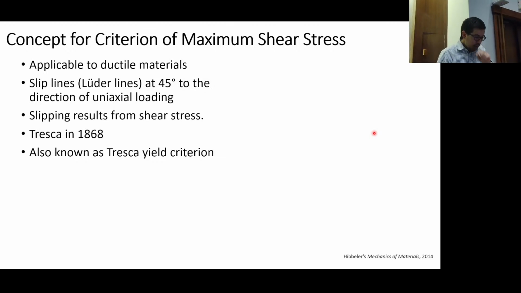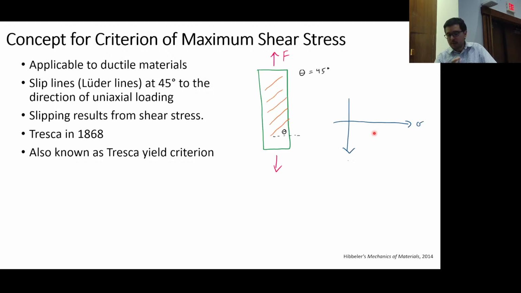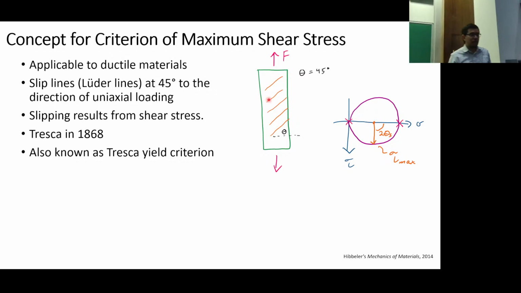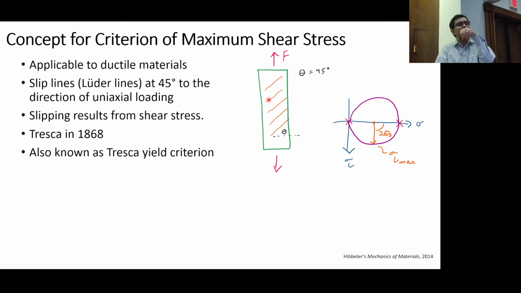So, Tresca is the name. Maximum shear stress is the game. All right. So there's more to this than what we're saying here, but the basic idea is that shear stress dominates the failure, and you can actually see this. When you do the tensile testing of the aluminum sample, you could actually see a couple of things. Sometimes the material would fail at 45 degrees. Often it would fail at 45 degrees.